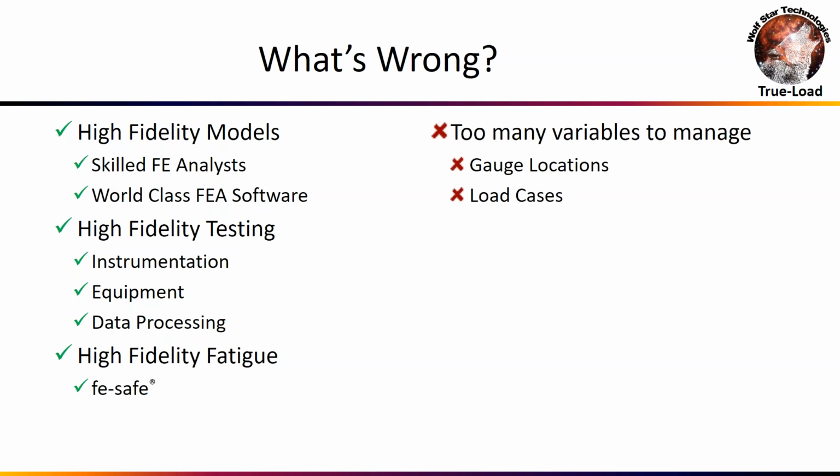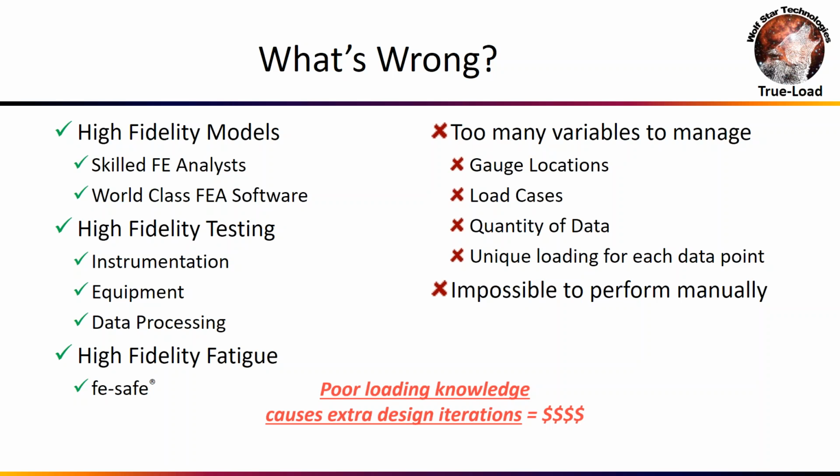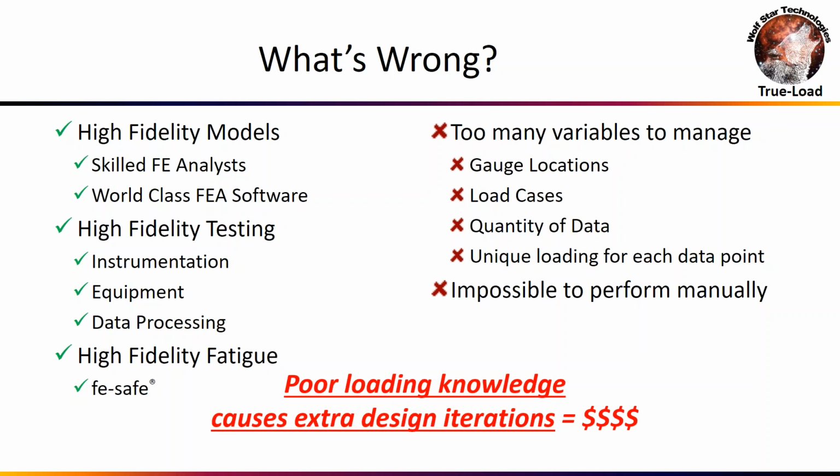You've got the gauge locations. You've got the load cases. You've got the quantity of data. When you go out to the field and collect these time histories of strain data, there could be 500,000 data points in that time history. And at every point in time, there's going to be a unique loading recipe, and that's just something you can't do manually. You can't come up with 500,000 different loading recipes to match the strain you've got in the field. So you're just left spinning your wheels and you can't get to where you need to go.